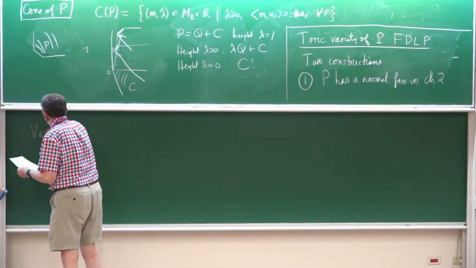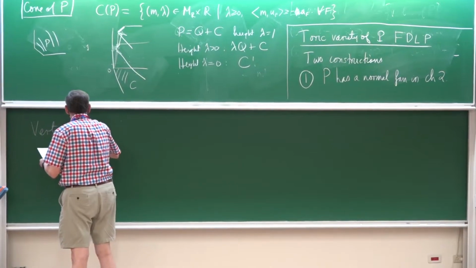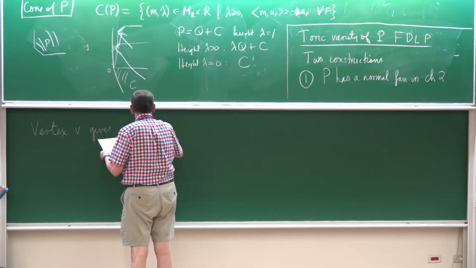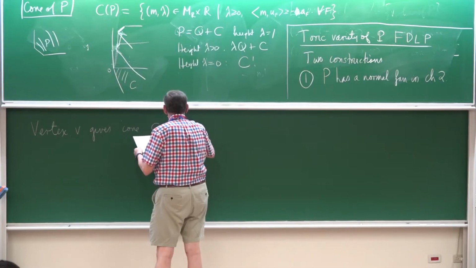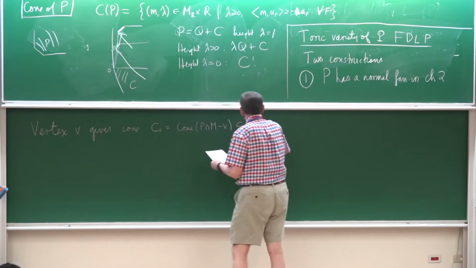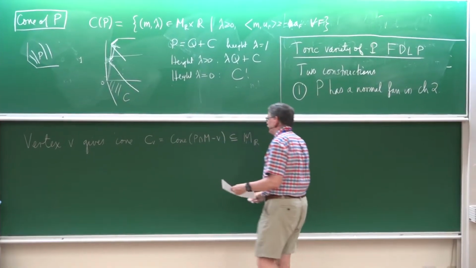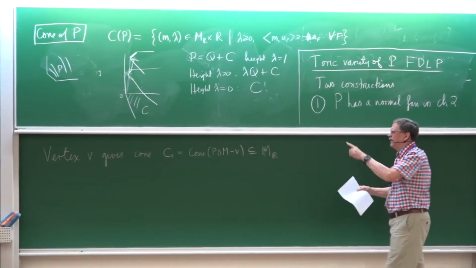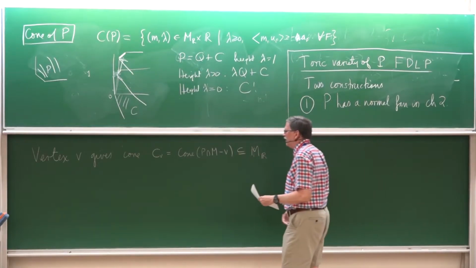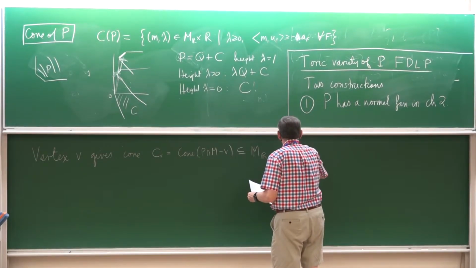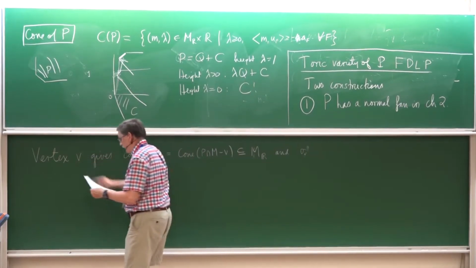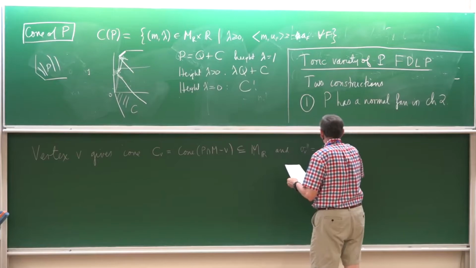A vertex V gives, we sometimes called it C_V. So that's the cone. In a sense, that's sitting at the vertex of a polyhedron and just looking out and seeing what cone I see. So that's taking place in M_R. And then I get sigma_V, and again, V is the vertex. And so that's the dual cone.